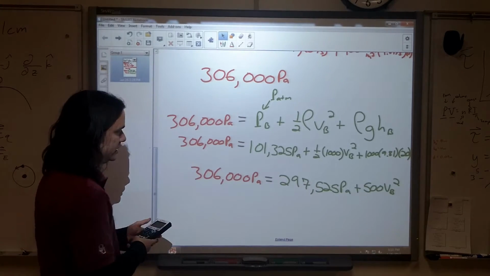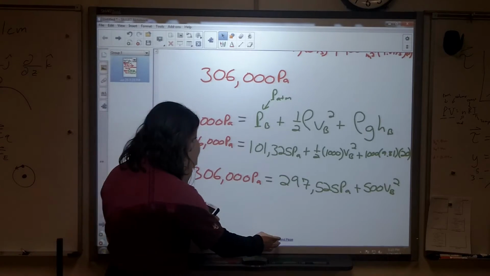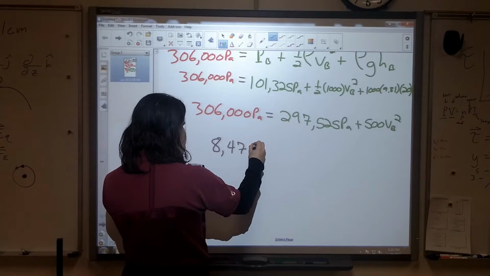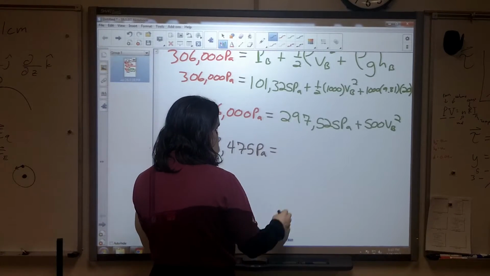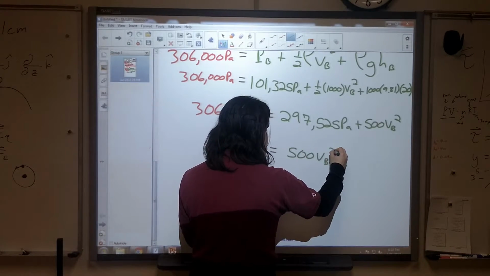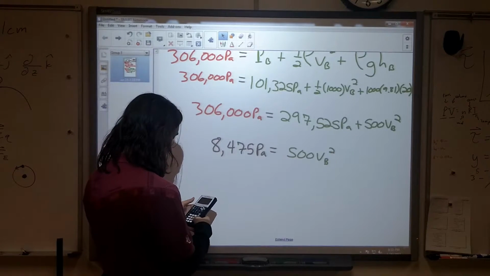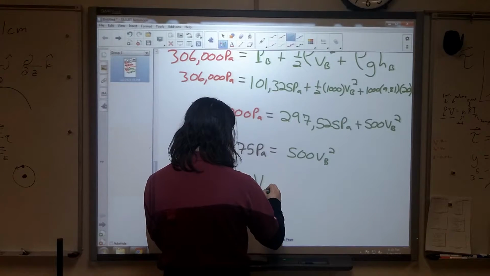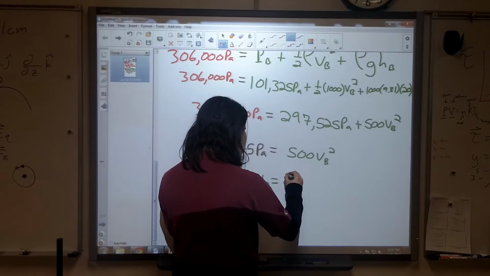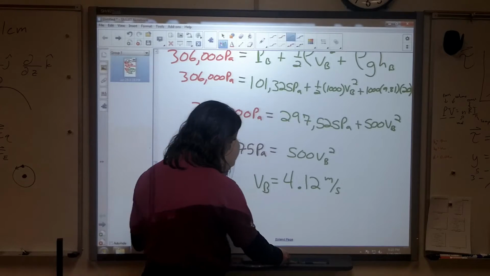I subtract 297,000 from each side. I get the following: 8,475 pascals equals 500 VB squared. I'm going to divide this by 500, and then I'm going to take the square root. I can now solve that VB, how fast the water is moving when it leaves the faucet on the 6th floor, is about 4.12 meters per second.